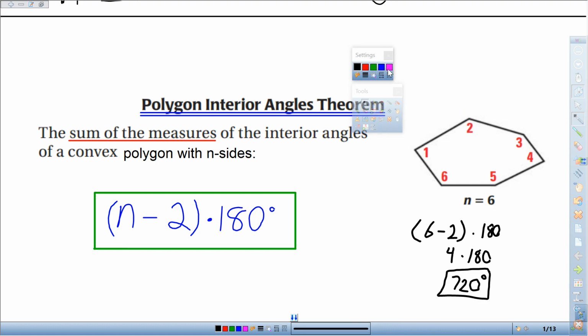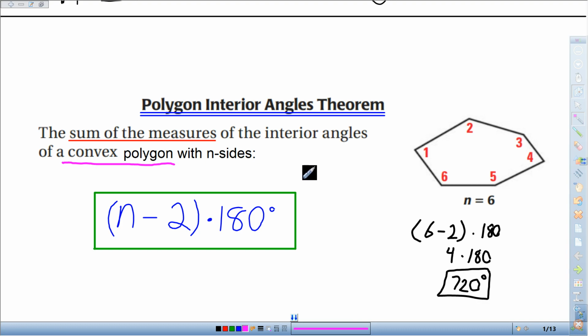The one last thing I want to point out in the definition over here, you might have noticed they call these polygons convex polygons. Just a way of thinking about a convex polygon is they're basically polygons where the angles are all pointing outward on our shape. None of them are going inward.